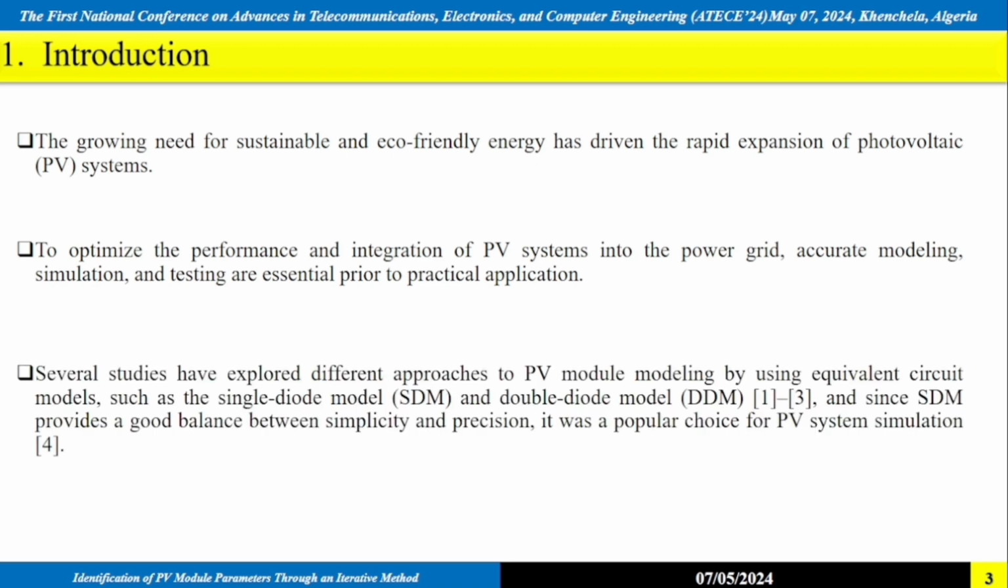Several studies have explored different approaches to PV module modeling by using equivalent circuit models, such as the single-diode model SDM and the double-diode model DDM. And since the SDM provides a good compromise between simplicity and precision, it was a popular choice for PV system simulation.